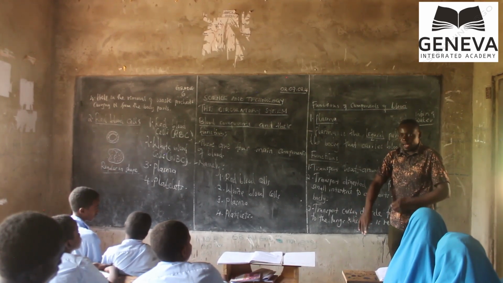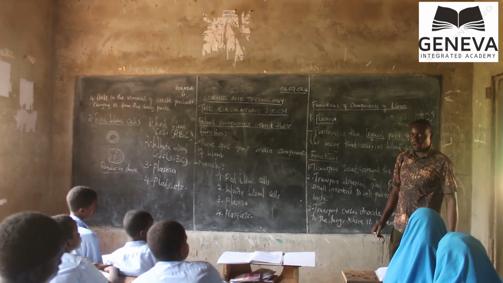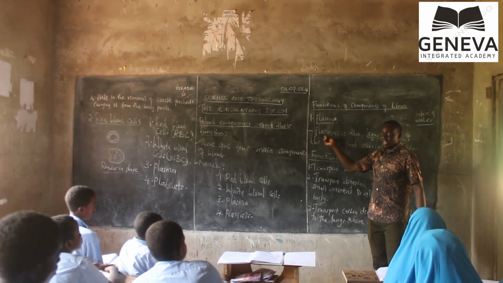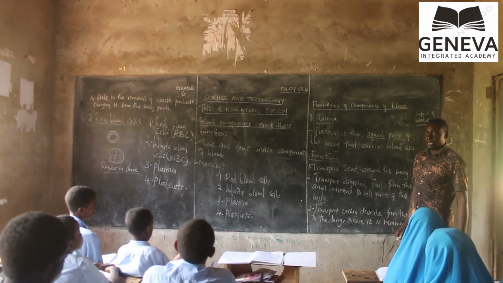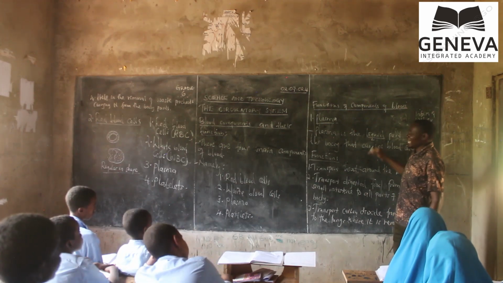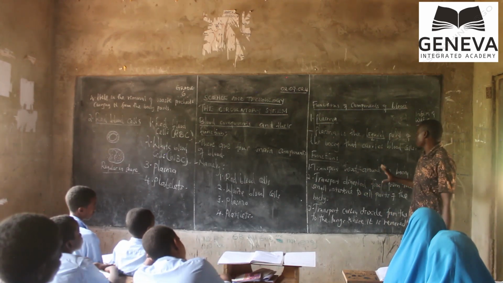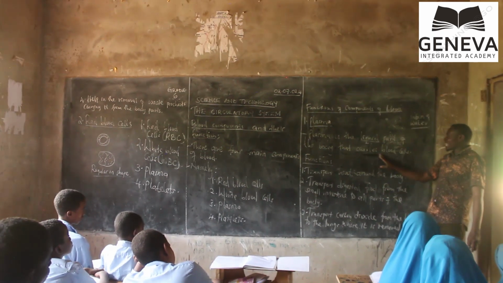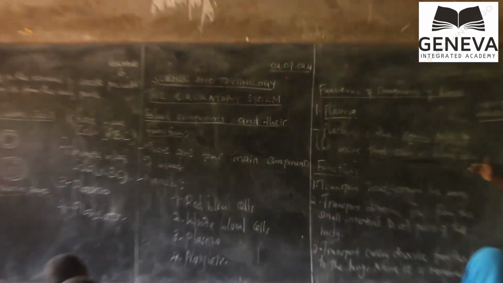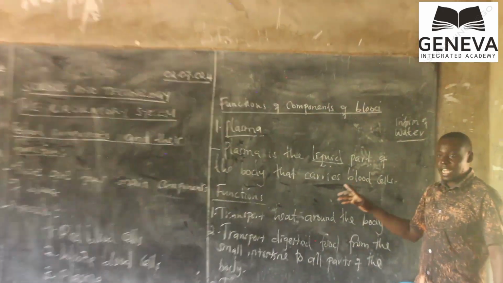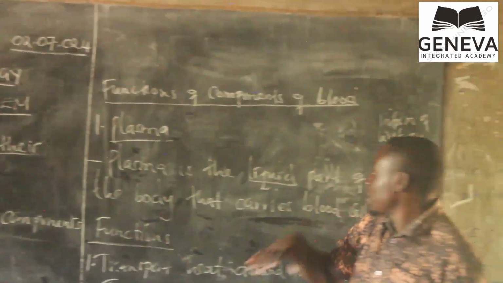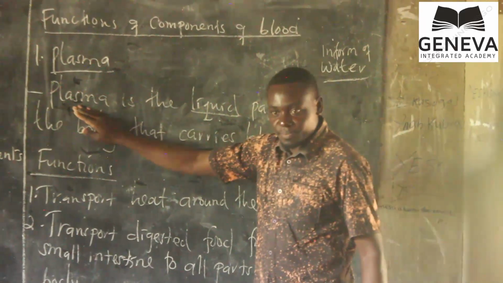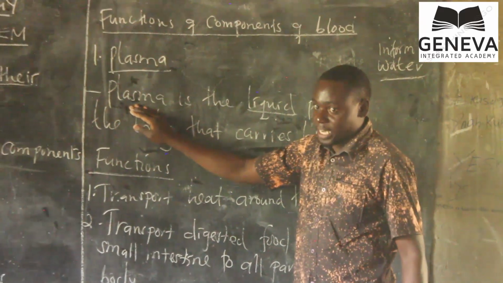So hata ukikata mwili hivi, damu inafanya nini? Inatoka. Hiyo damu iko na nini? Plasma. Okay? And when this plasma is in the body, it helps that body. Then tunasema it does what? It carries the blood cells. So these cells are transported around the body by this liquid what? Liquid part, which is plasma. You understand?